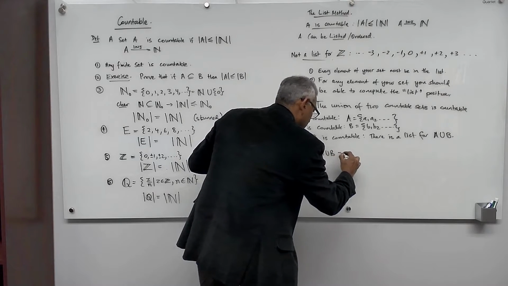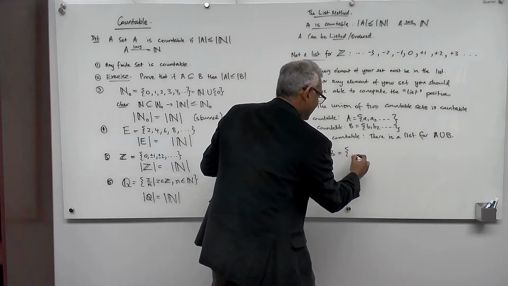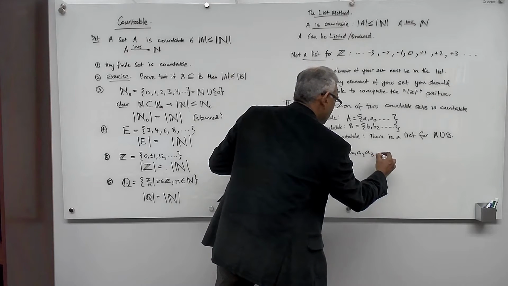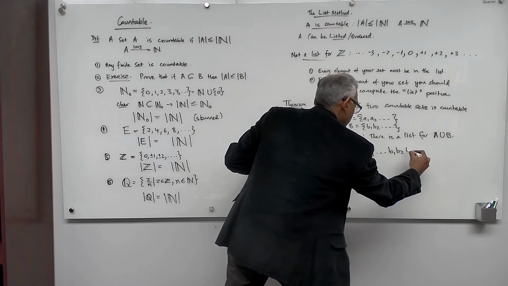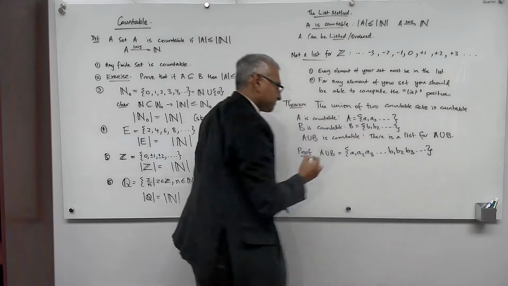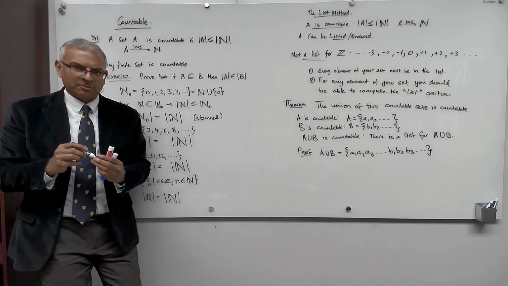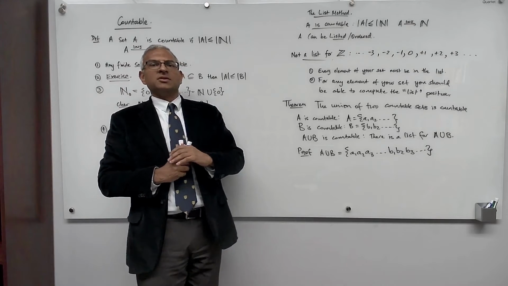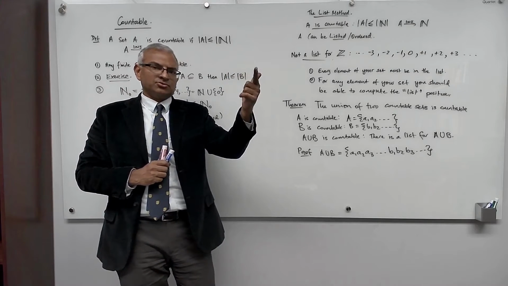A union B is equal to the following list: A1, A2, A3, and so on, then B1, B2, B3, and so on. Pause the video for a couple of seconds. Are you satisfied with this proof? Okay, I'll give you a few seconds. 1, 2, 3, 4, 5.